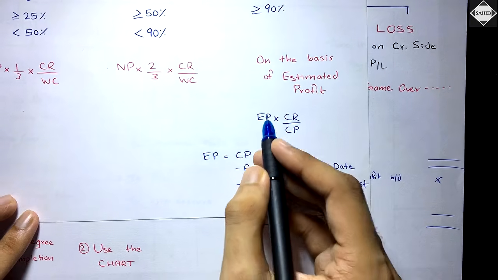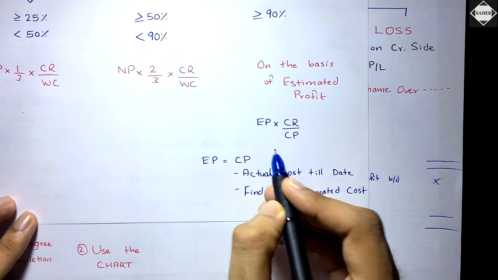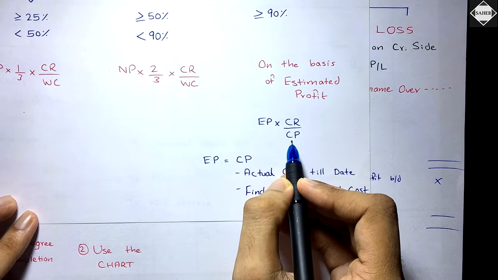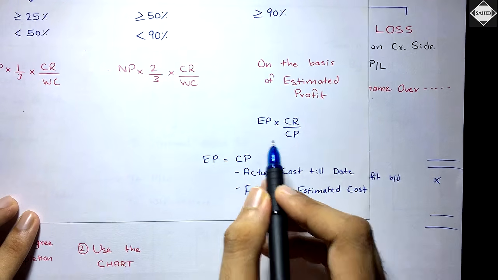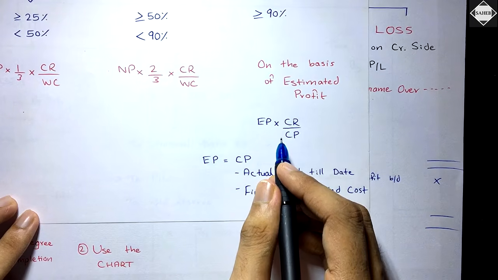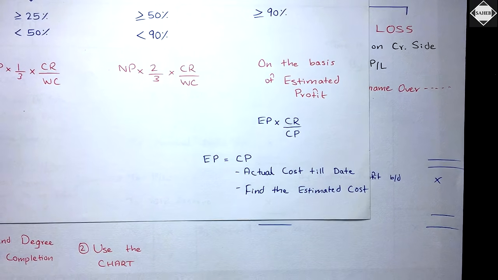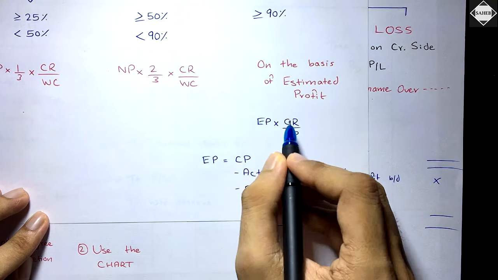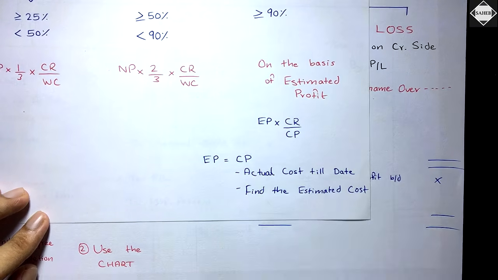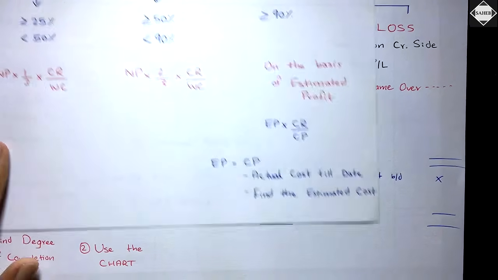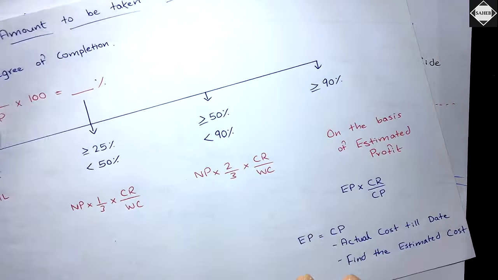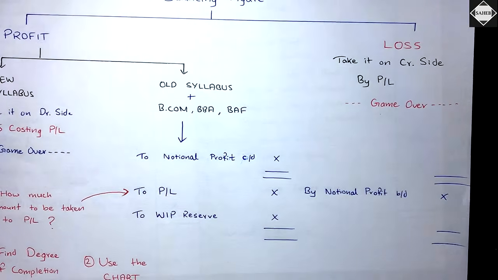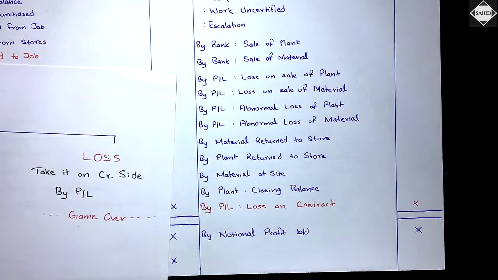So you will get the estimated profit, and then you have to use this formula: estimated profit into cash received over contract price. Now there are many formulas actually, and the notional profit formula is also there, but this is the most preferred and the most appropriate formula. Is that clear? Yes. So this is what you have to do to calculate how much amount to be taken to profit and loss. Simple as that. So you get that, right?